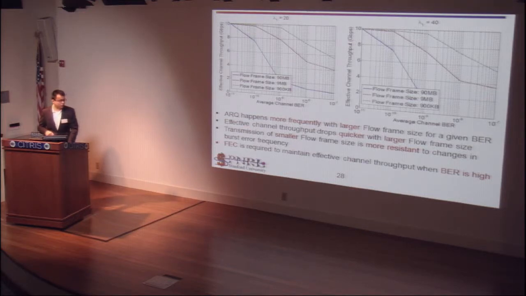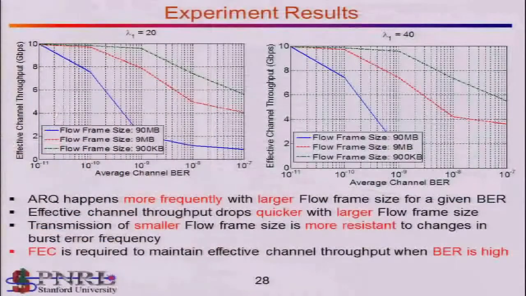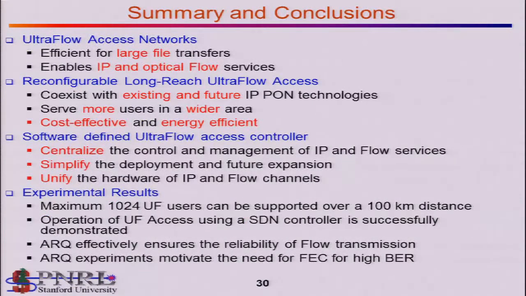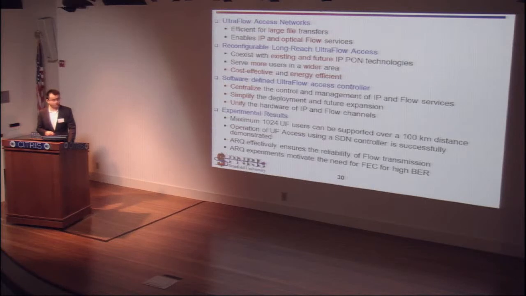But of course, if the channel is really noisy, then we need to employ FEC to ensure the channel quality. Okay, so finally, the conclusion. The Ultraflow access network is more efficient for large file transmission, and it enables both IP and optical flow service. And with the reconfigured long-reach Ultraflow access network, the flow service can coexist with existing and future IP PON technologies, and it can serve more users in a wide area. And with those reconfigured devices, we can make it more cost-effective and energy efficient.